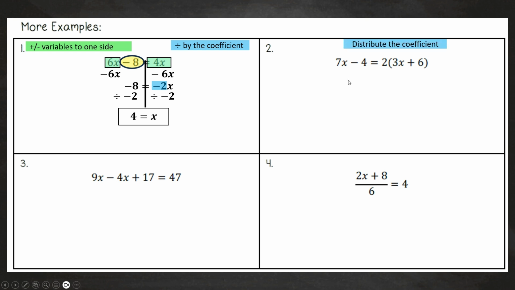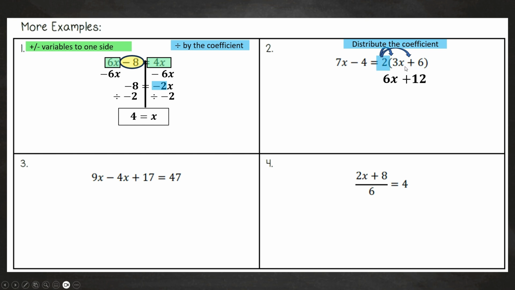All right, question number 2. The first thing I need to do is distribute. You cannot divide this coefficient away, or I wouldn't recommend it, because if you did, you would end up having a decimal over here on the left, and most students prefer not to work with decimals. So 2 times 3x is equal to 6x. 2 times 6 is equal to 12.